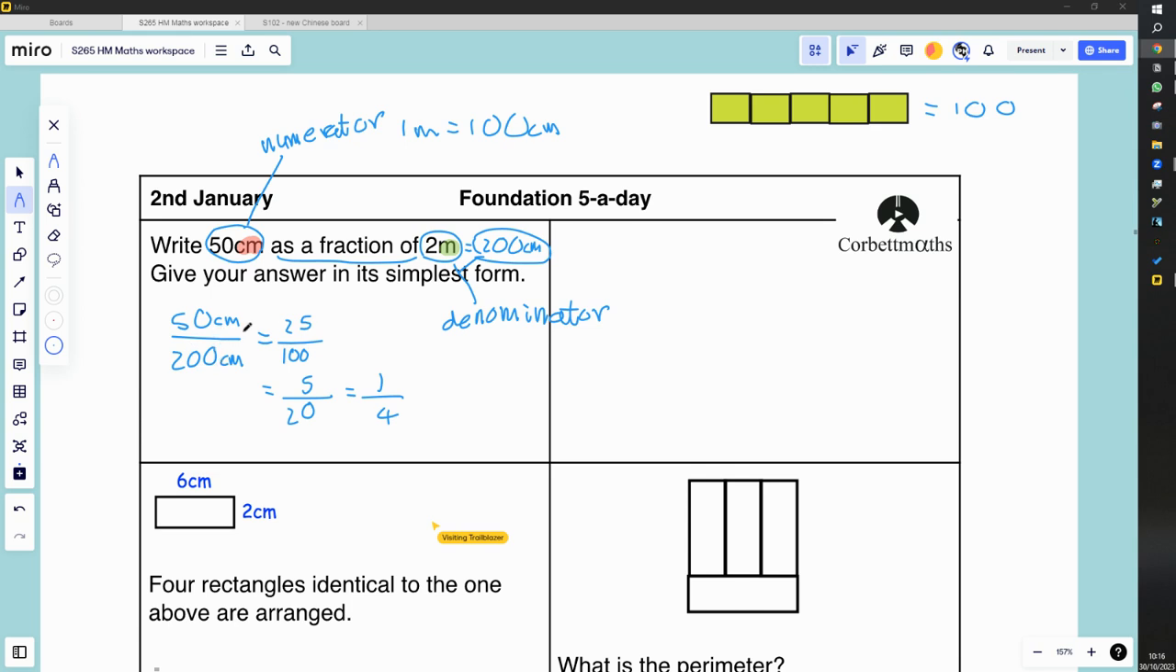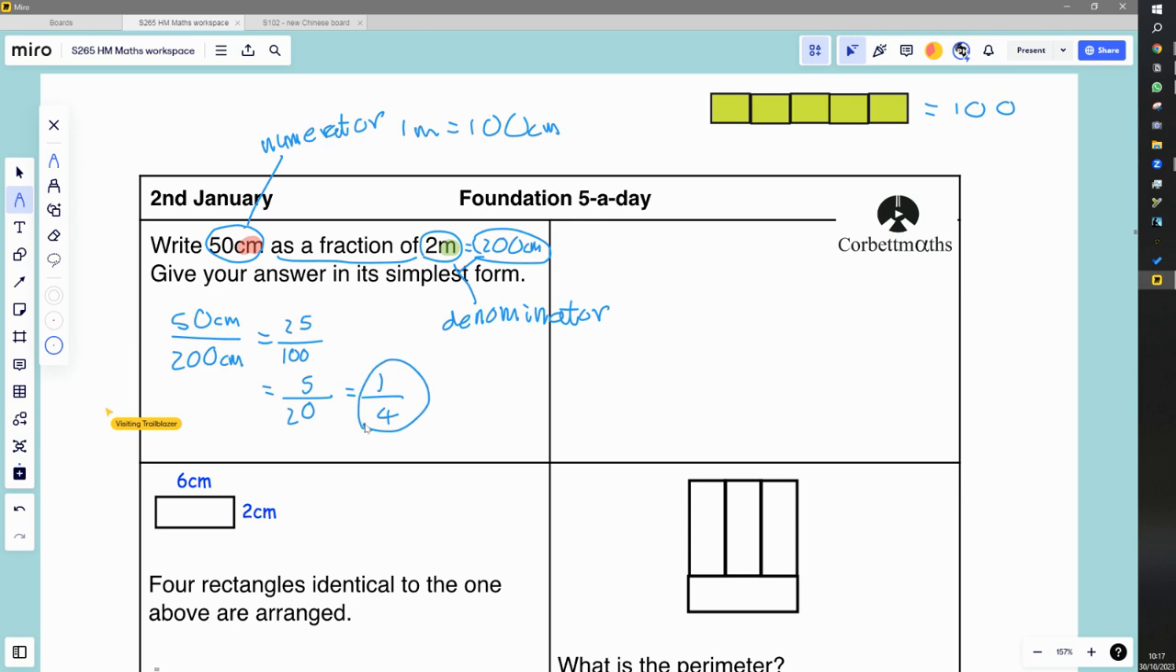When you simplify fractions, you can do it in stages. We can divide both by 2, and we've got 25 over 100. We can divide both of these, top and bottom, by 5. So 25 becomes 5, and 100 becomes 20. Both of these can be divided by 5 again, so 5 divided by 5 is 1, and 20 divided by 5 is 4. These two numbers cannot be divided by anything else, and 1 is as small as it gets, so we've simplified it. The answer would be 1/4.